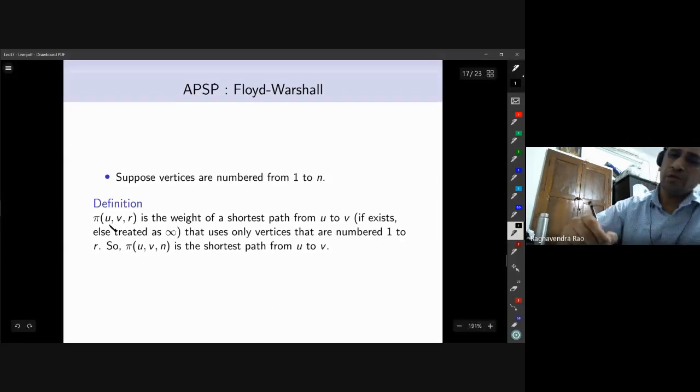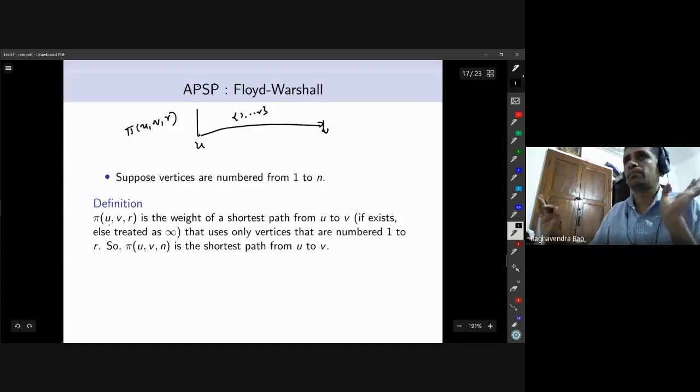So pi uvr is only looking at paths from u to v, where the only vertices that you are allowed to use are from 1 to r. Say r is 10, then only 1 to 10. Then clearly the number of edges in the path will be at most 10. But that's not very important as such.